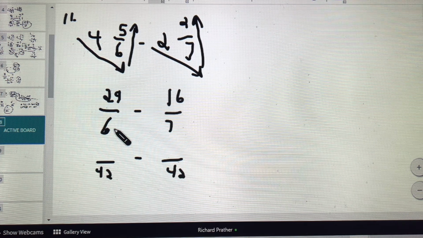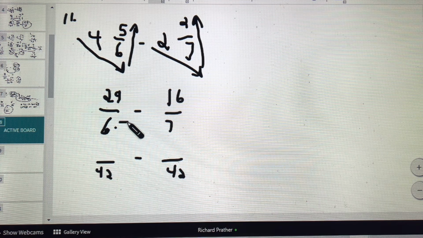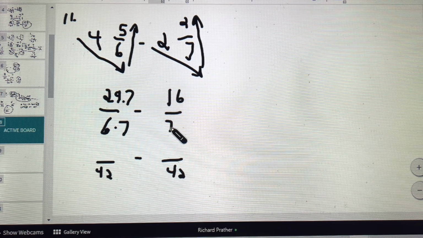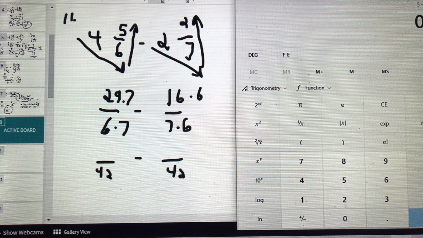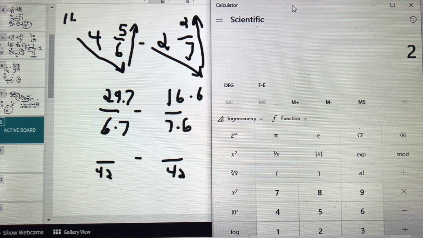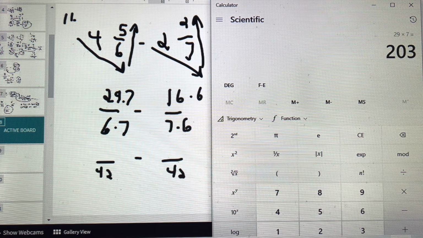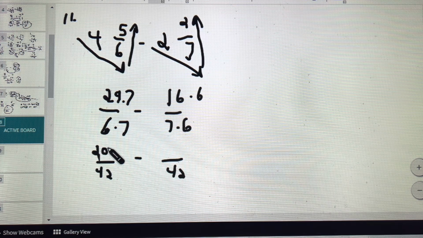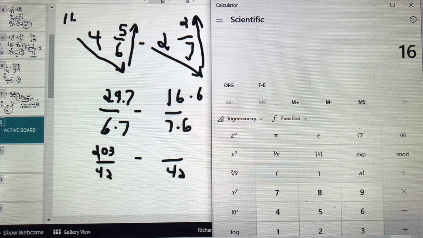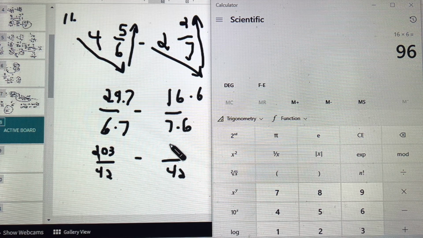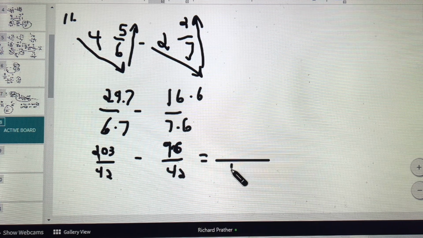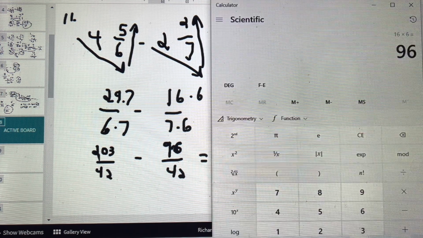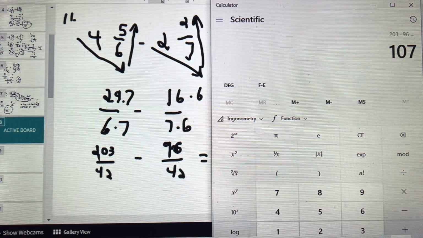And then each one gets multiplied by the other denominator. So I need to multiply the first one by the 7 to the top and bottom. I need to multiply the 7 by the 6 to the top and bottom. And if you're just doing homework, it's fine to use a calculator on bigger things like this. So 29 times 7, 203. 16 times 6 is 96. Then the 42 is going to stay the same. And whatever 203 minus 96 is, 107.